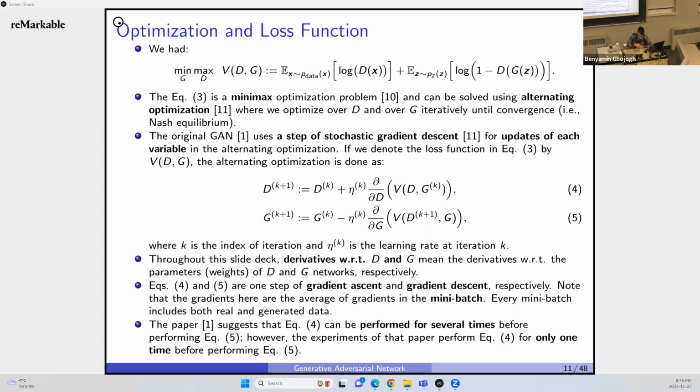Okay. This is minimum, maximum. It's a minimax optimization problem. When we have minimum, maximum of something, it's a minimax optimization problem. If it is maximum, minimum of something, it's a maximin optimization problem. It's a famous optimization problem in game theory.